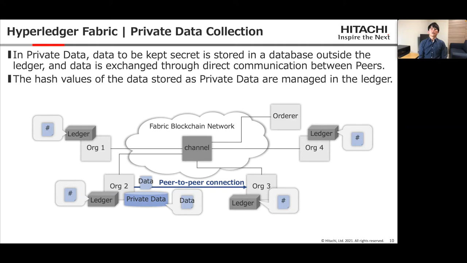The private data collection feature of Hyperledger Fabric stores data that is to be kept secret in a database outside the ledger and exchanges the data through direct communication between peers. The hash value of the data stored as private data is managed in the ledger.